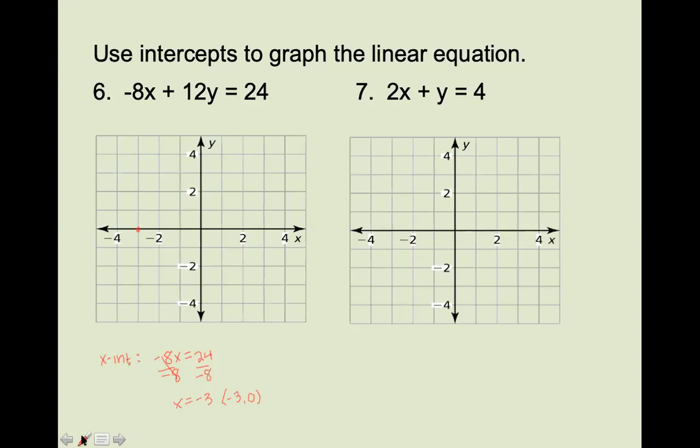All right, my y-intercept. To find my y-intercept, I put 0 in for x this time, so this term disappears because negative 8 times 0 will be 0, which leaves me with 12y equals 24. I divide both sides by 12, and I get that y is equal to 2. So my y-intercept is the point (0, 2).